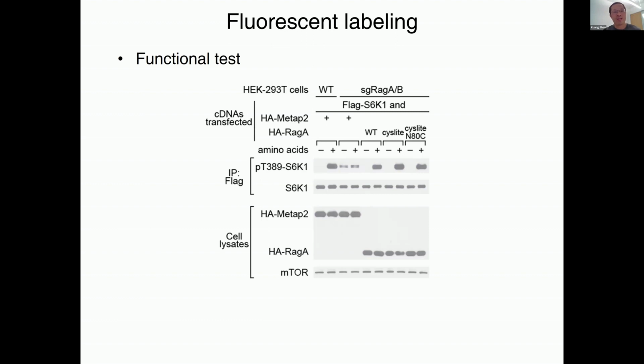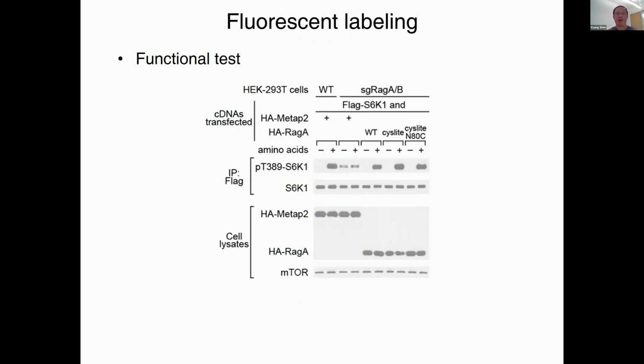In the wild-type HEK293T cells, in the absence of amino acid, you can see that the phosphorylation is down, while in the presence of amino acid, the phosphorylation is up. That means it's being regulated by amino acid. The TOR activity is regulated by amino acid.